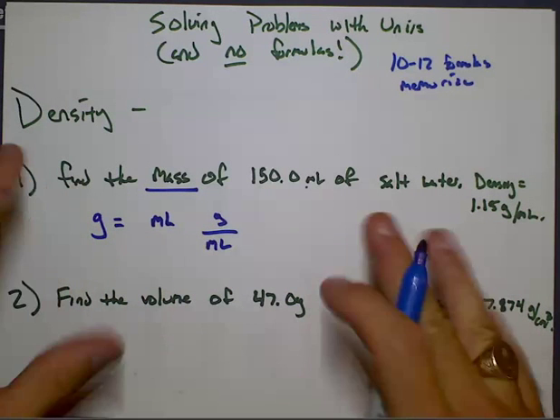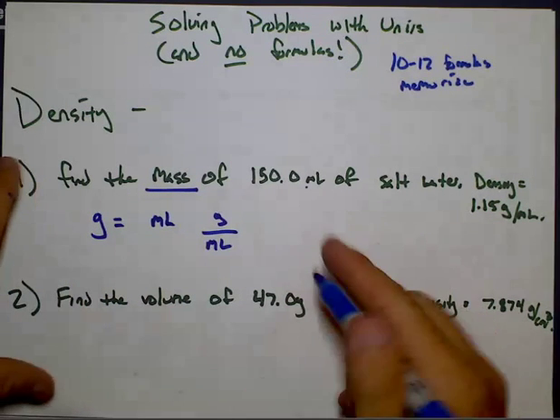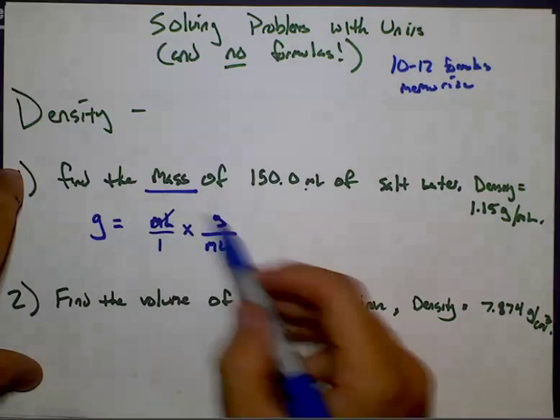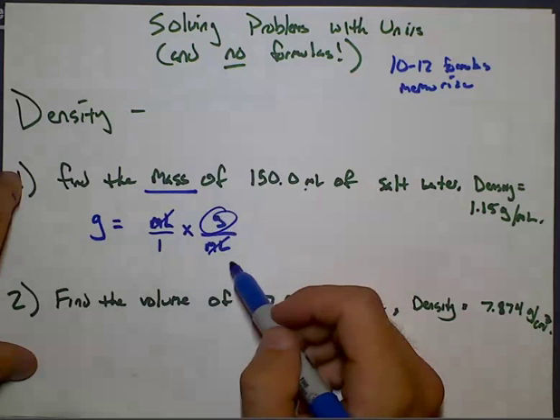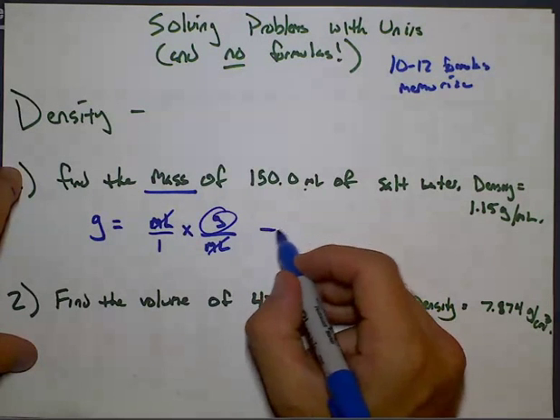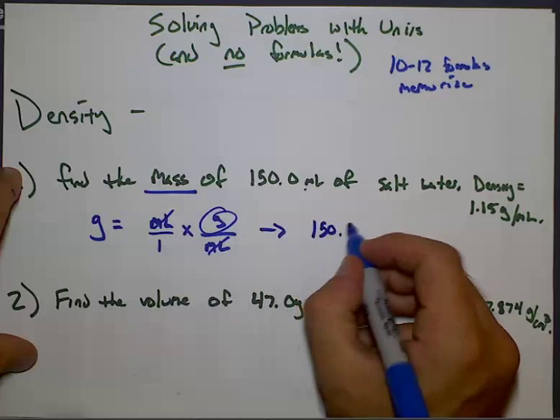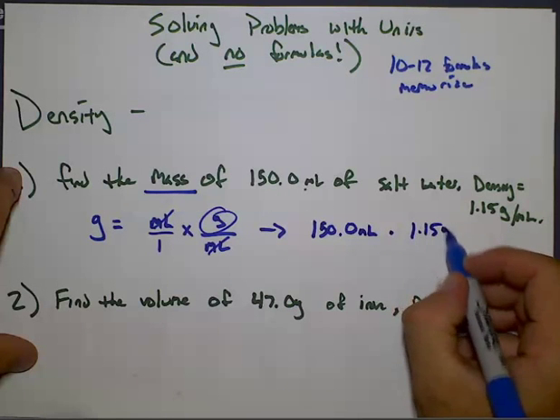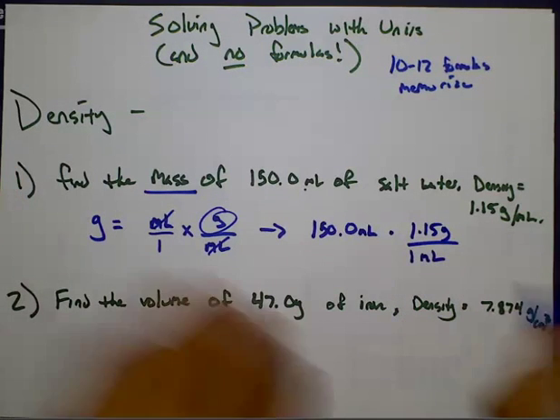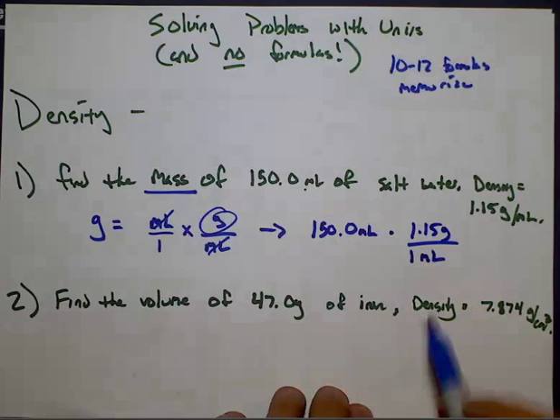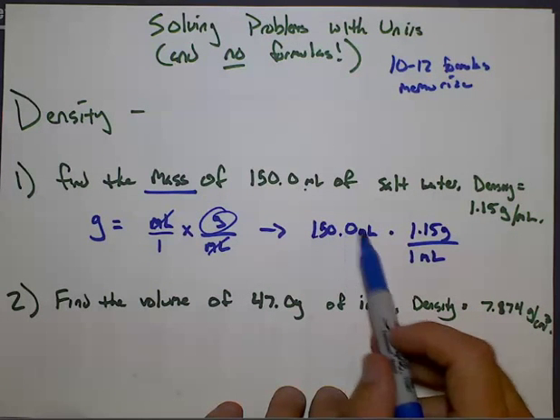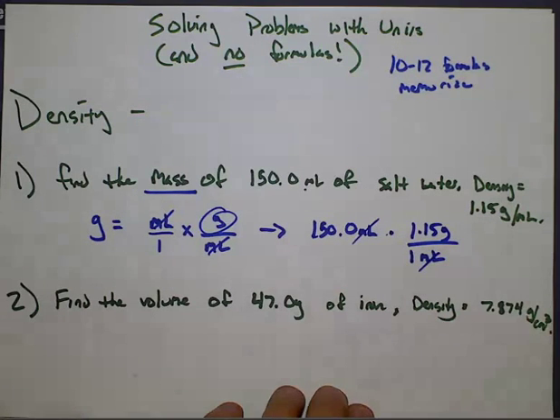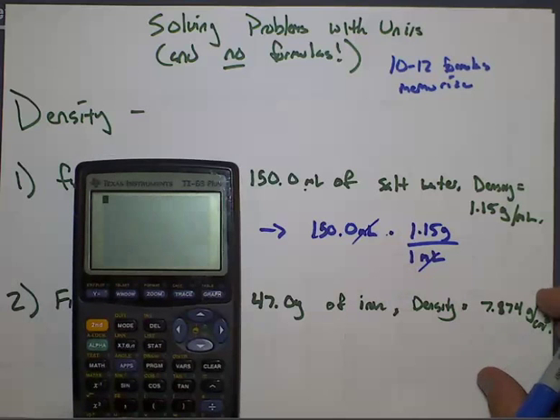If you've been following along, this probably looks pretty straightforward. If I multiply, I've got milliliters over 1, so milliliters and milliliters cancel, leaving me with grams. So what does that mean? It means I'm going to set up my 150.0 milliliters and multiply it by my 1.15 grams per every 1 milliliter. This looks pretty similar to a dimensional analysis problem now: 150.0 milliliters times 1.15 grams divided by 1 milliliter. Milliliters cancel.